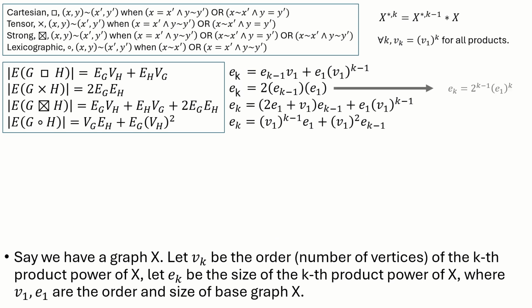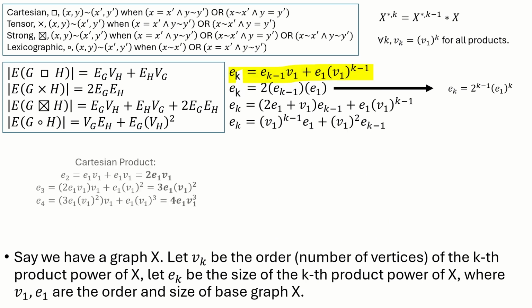From the recurrence relation for the tensor product, we can see that each successive term is multiplied by a factor of 2 times e sub 1, and the first such multiplication happens from k equals 1 to k equals 2. So the explicit formula for e sub k must be 2 to the k-1th power times e sub 1 to the kth power. For the Cartesian product, if we use the recurrence relation to write out a couple of terms, we can quickly guess that e sub k should be k times v sub 1 to the k-1th power times e sub 1. It's straightforward to show that this is true using induction.